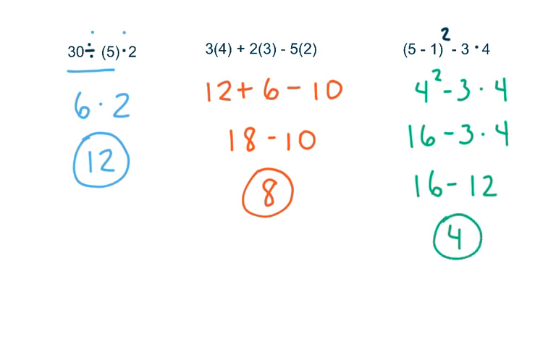Remember, please excuse my dear Aunt Sally is a great way to remember that we do parentheses, exponents, multiplication and division are equals on the hierarchy, so those go left to right. Addition and subtraction are equals on the hierarchy, so those also go from left to right.